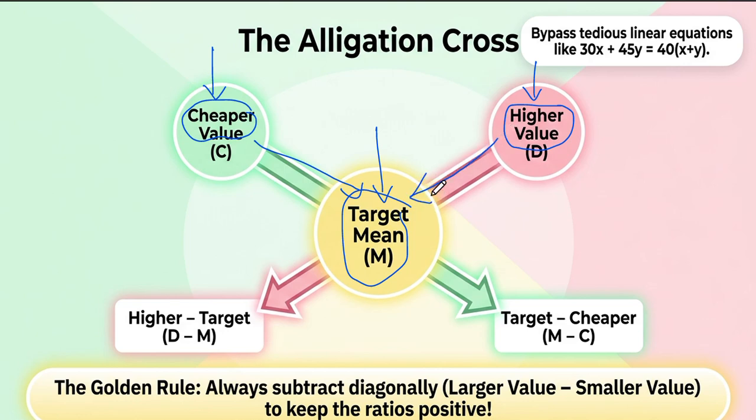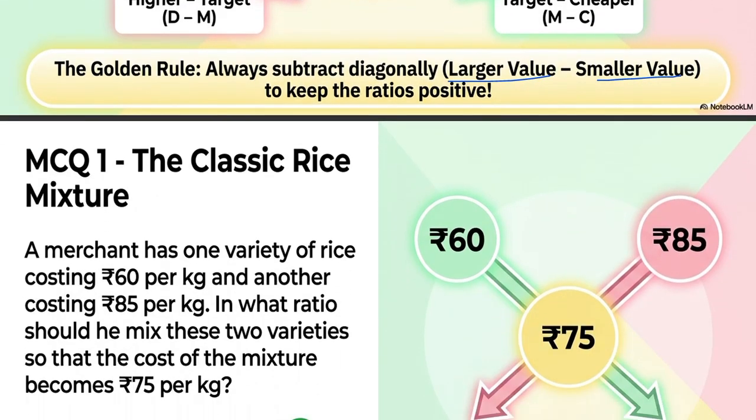But the rule is always to subtract the larger value minus the smaller value. Then after subtracting, we have to take the ratio, left to the right. So that is our correct answer. Let's dive in by solving the examples.